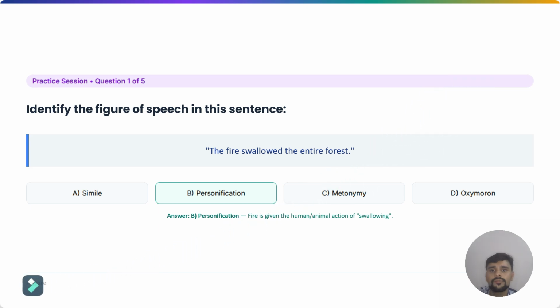But let's go deeper. Why does the writer choose the word "swallowed" instead of simply saying, "The fire destroyed the forest"? Because "destroyed" gives us information, "swallowed" gives us an image. We imagine the fire consuming the forest as though it were a huge living creature. That's the difference between ordinary information and expressive language.